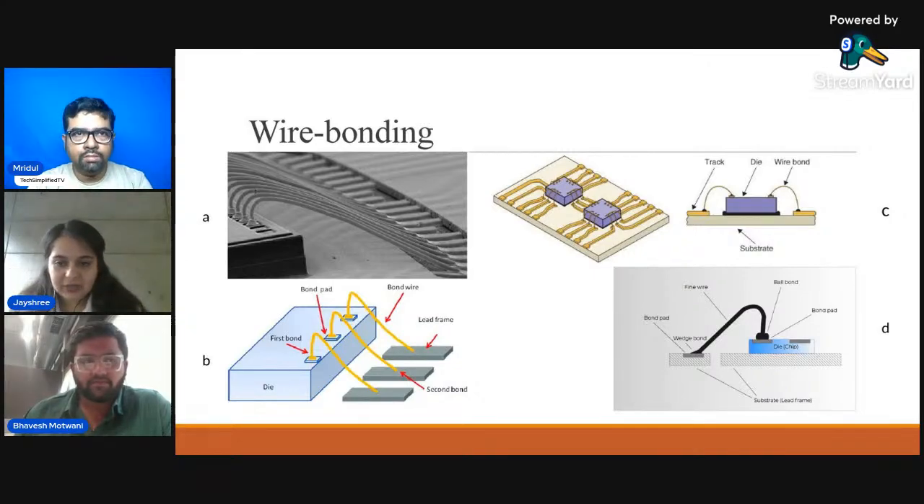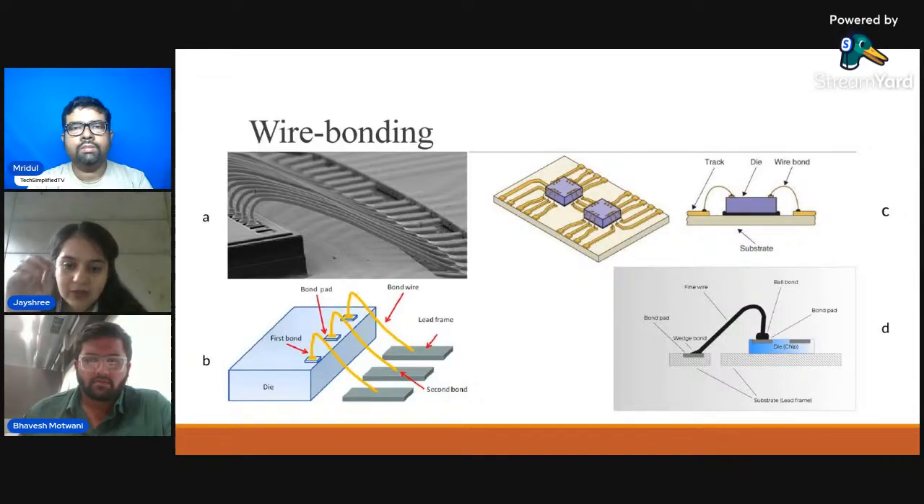Okay, as you can see in the C image also, there is a substrate and the die, and the wire bond is being done, and there is a track where it is being fitted. I mean, this is the bond, and there is again a bond. Okay, you can see in this D image exactly the bond pad, the die, the ball bond, the fine wire, and the bond wire. Lead frame also. You can see everything clearly. This is the wire bonding technique.